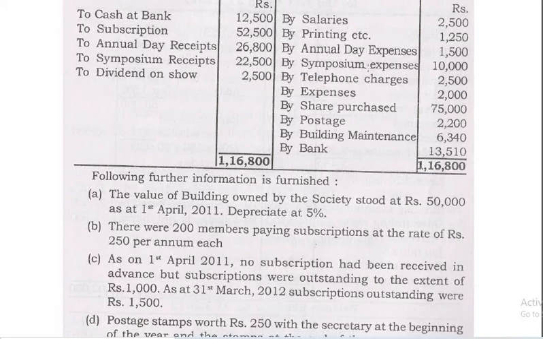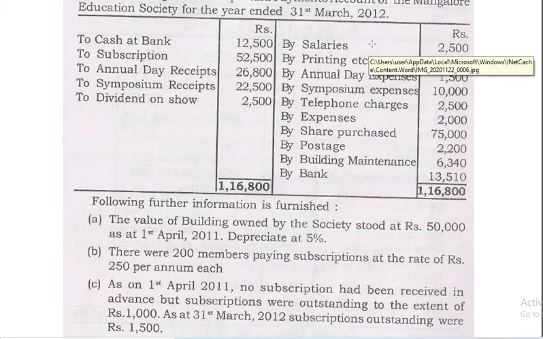Then expense side, symposium expenses 10,000. Or else you can take 22,500 on the credit side of income and expenditure account. There only you deduct the symposium expenses, the net value can be shown. In that case, you cannot once again show it in the expenditure side. Dividend on shares, so this is an income.